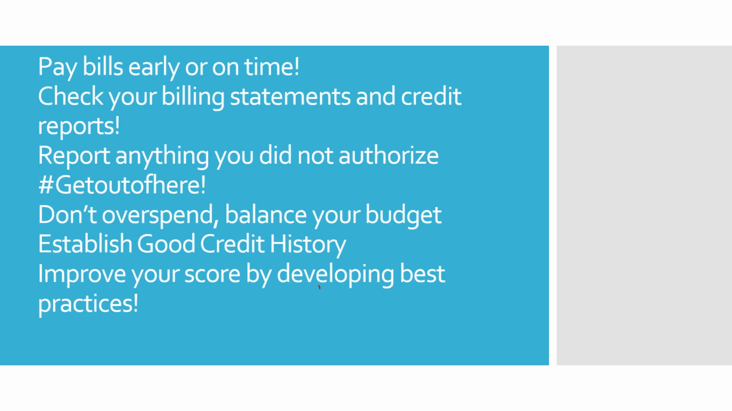We're at the point where we're going to end with our checklist. The first thing you want to consider is to pay your bills early or on time. Make sure that you're checking your billing statements and credit reports all the time for anything you do not recognize or authorize, so get it out. Don't overspend. Balance your budget. If you can't afford it, don't do it.